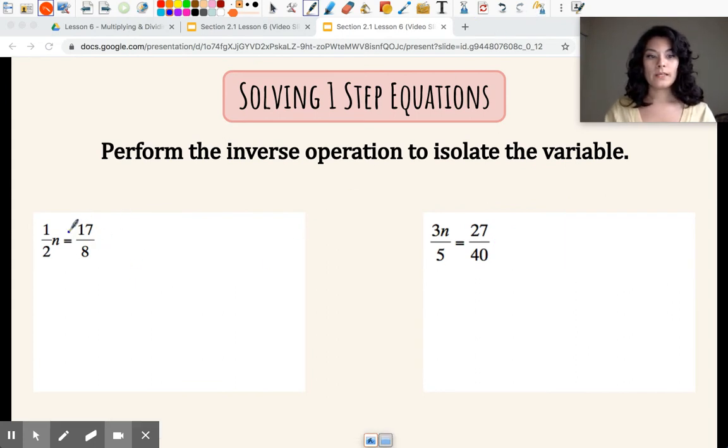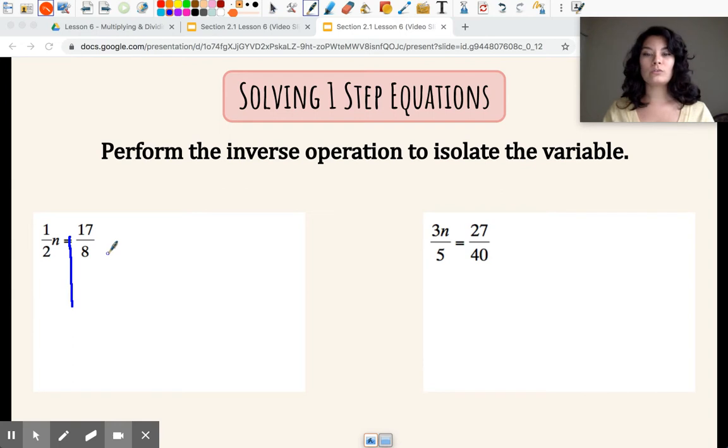Okay, so again, you might want to draw a line down your equal sign if that's a nice visual for you, but you don't have to. So here I have a fraction touching a variable. That means multiplication. We know that the inverse is to divide. So I would actually have to divide both sides by 1/2.